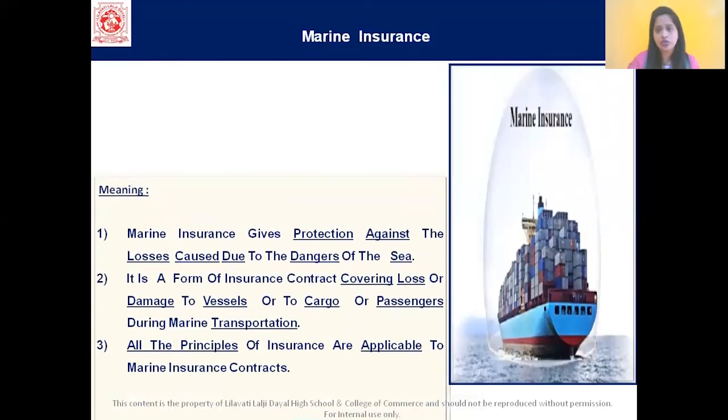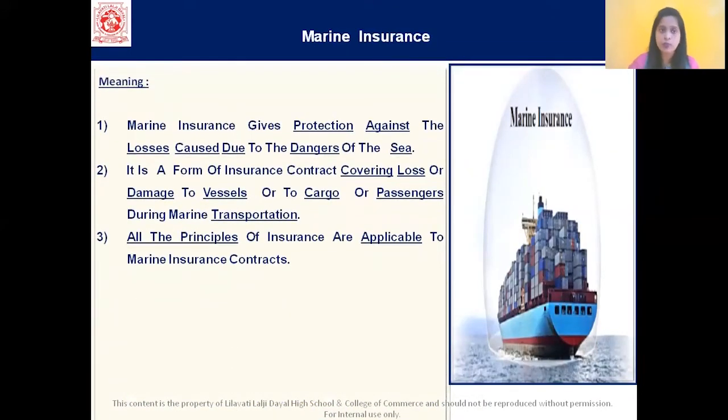The second insurance, students, is marine insurance. Marine insurance gives protection against the losses caused due to the dangers of the sea, due to the perils in the sea. It is a form of insurance contract covering loss or damage to the vessels, the cargo, or the passengers during marine transportation. All principles of insurance are applicable to a marine insurance contract.